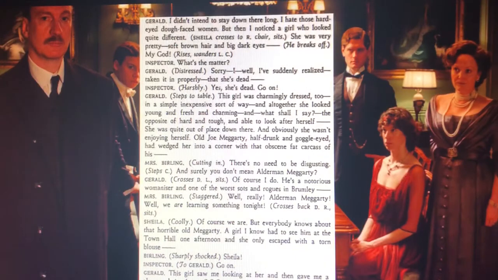Let's take a closer look at some of the key ideas then, or key pages of Act 2.